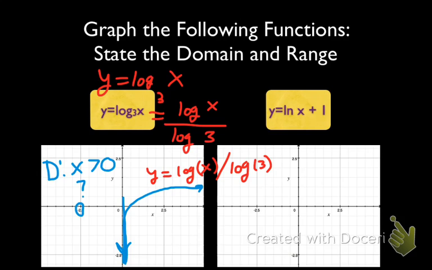Now the range, it goes from the bottom of the graph down as far as you can go, all the way up to, well, this is going to actually keep rising forever. So the range is what? All real numbers. Yeah, the range is all real numbers.